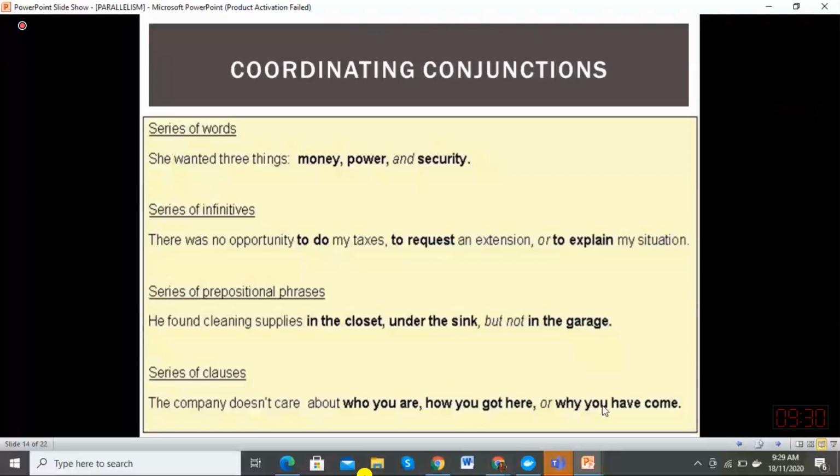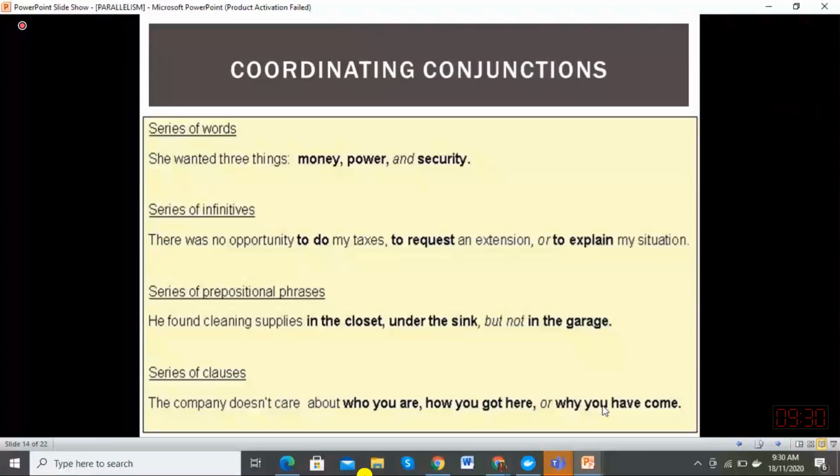So here we have used coordinating conjunctions to mention a series of infinitives or verbs, a series of prepositional words. In the first function, we are mentioning noun phrases. In the second function, we are mentioning verbs. And in the third function, we are mentioning prepositional phrases.